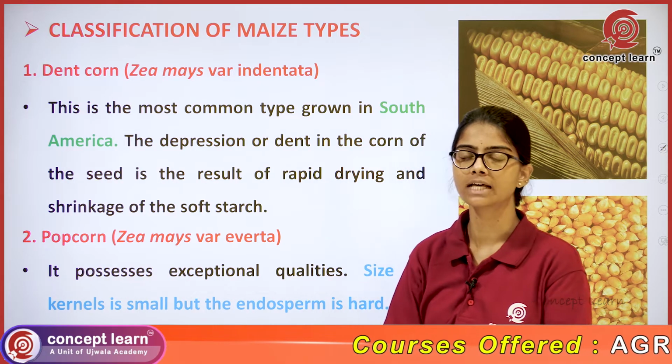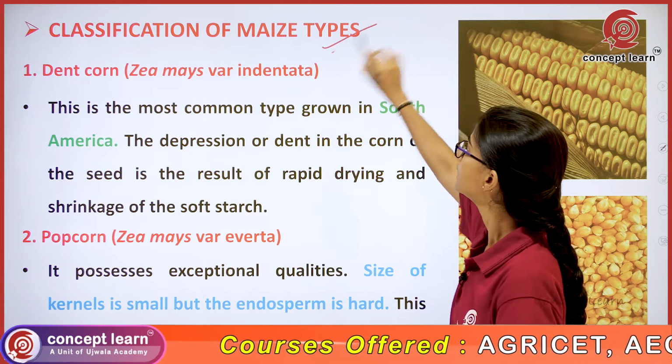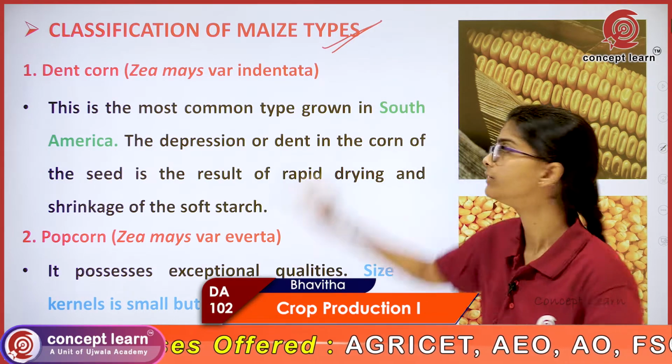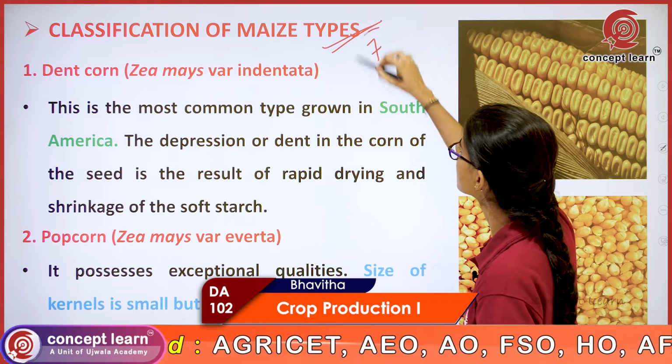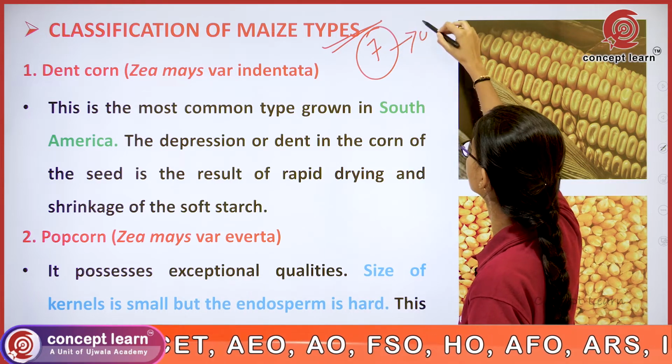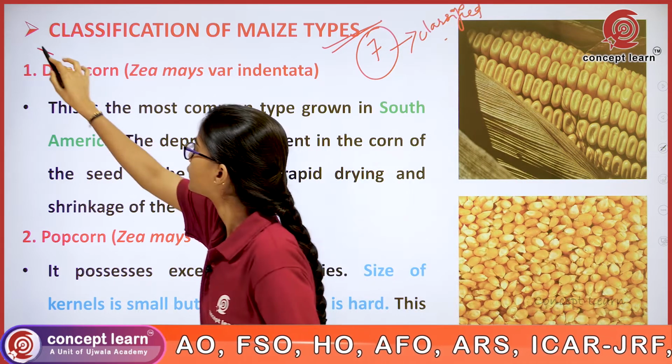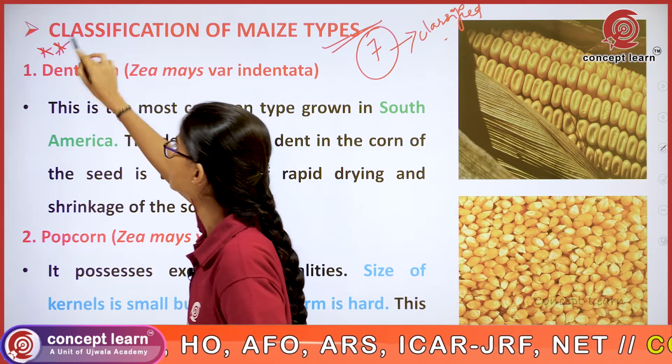An important topic is the classification of the maize types. Generally, different types of maize are present, and mostly 7 types have been classified. This topic is very important as per the bits.